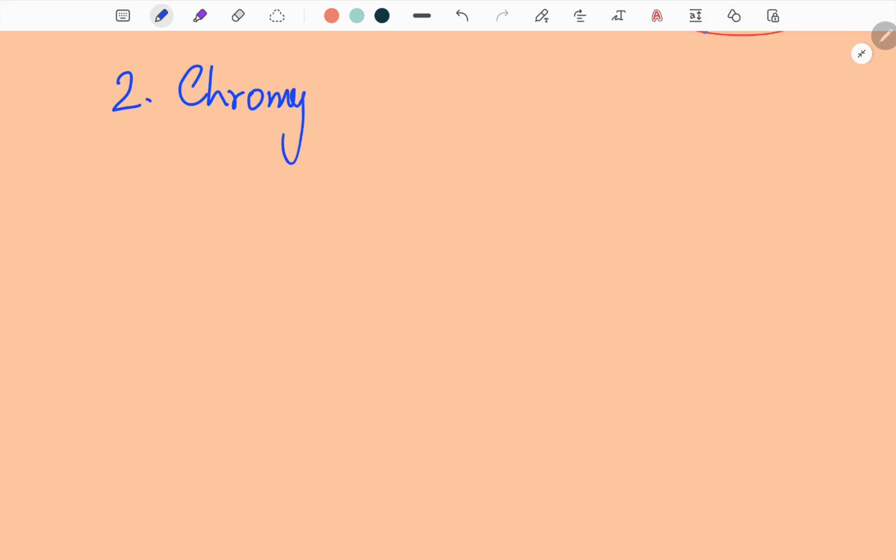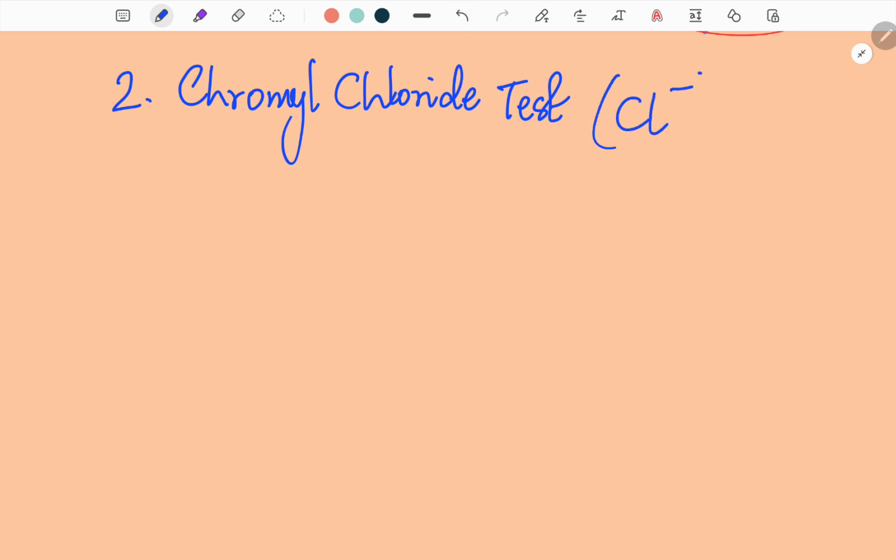Now, if you are getting chloride, the next test that you would have to write, or if you would like to perform it in the lab, you are most welcome. But I think these tests that I'm going to tell you are not as easy as the silver nitrate test. So I recommend you to write these tests in the exam, just write it, but not perform it in the lab. So the second test is the chromyl chloride test, and this is only applicable for chloride ion.